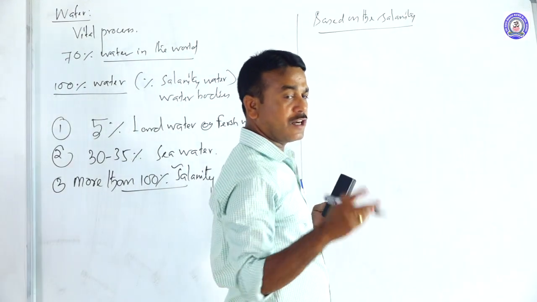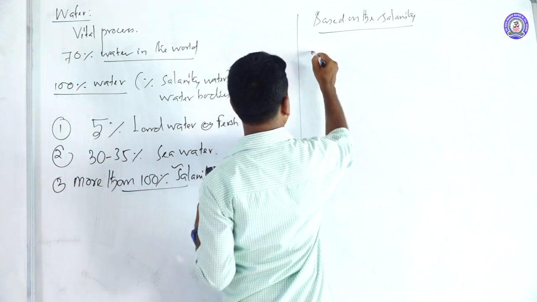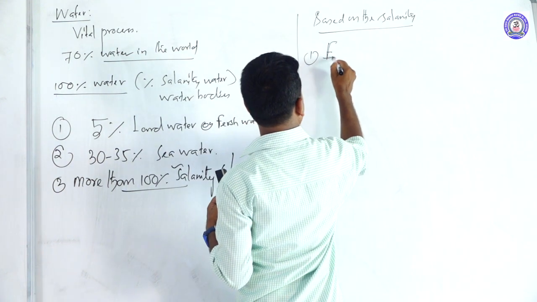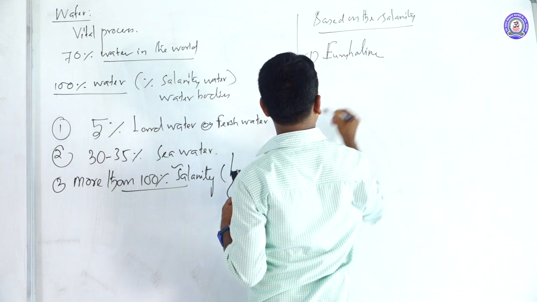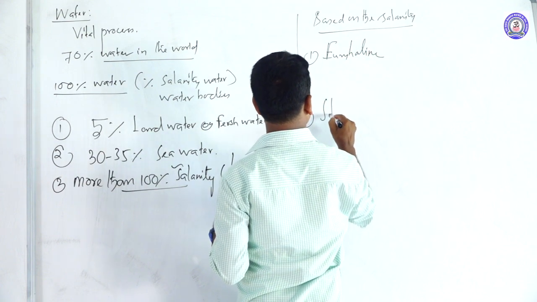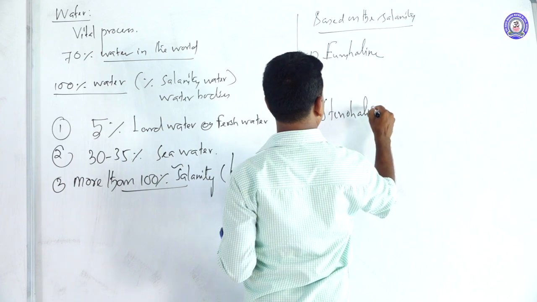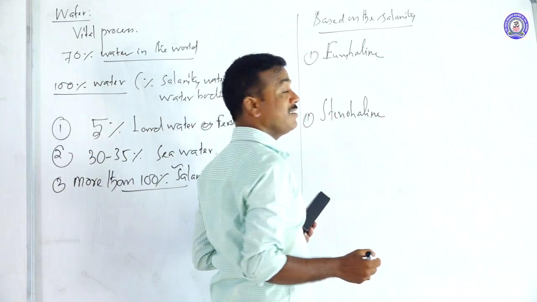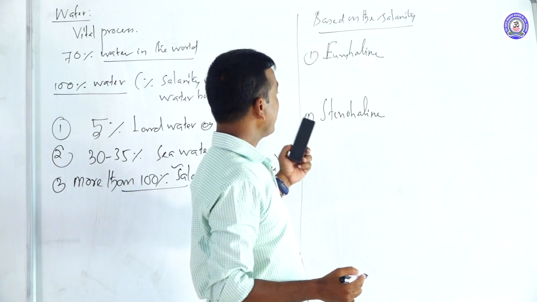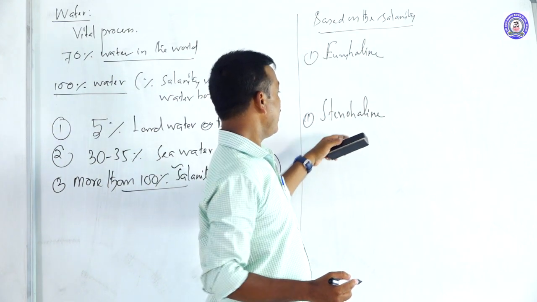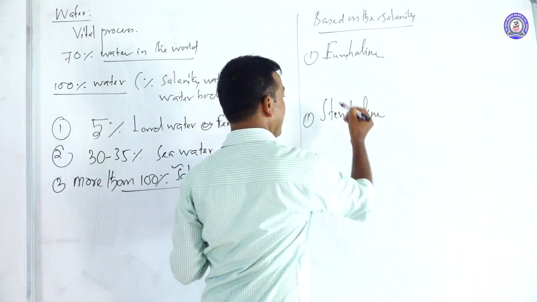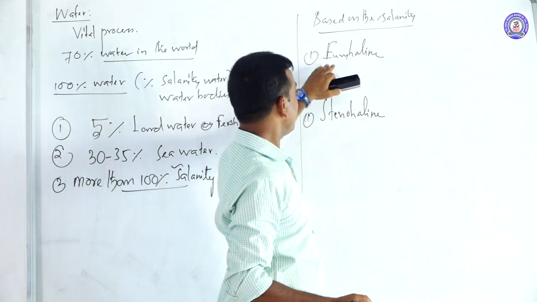So based on the salinity, plants can be classified into two types, namely euryhaline and stenohaline. Based on the salinity, the plants can be classified into two types, called euryhaline and stenohaline.